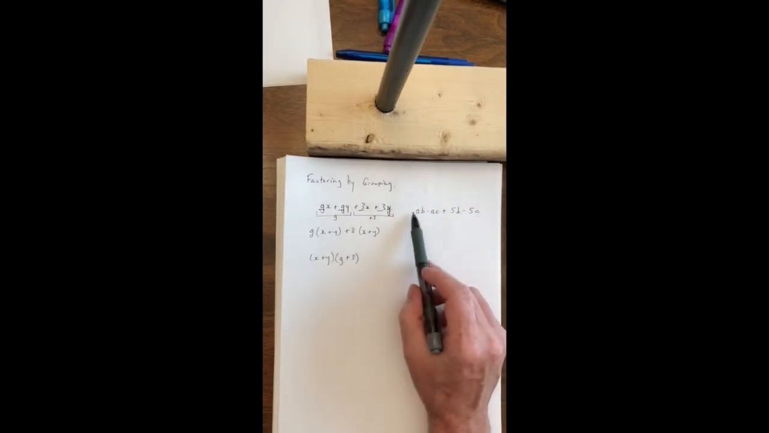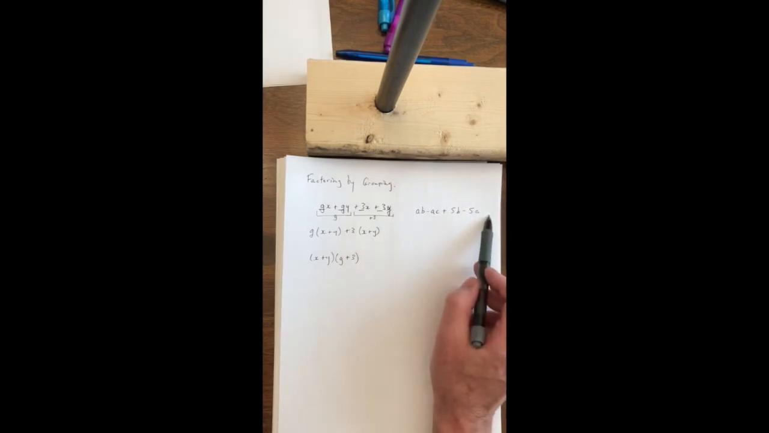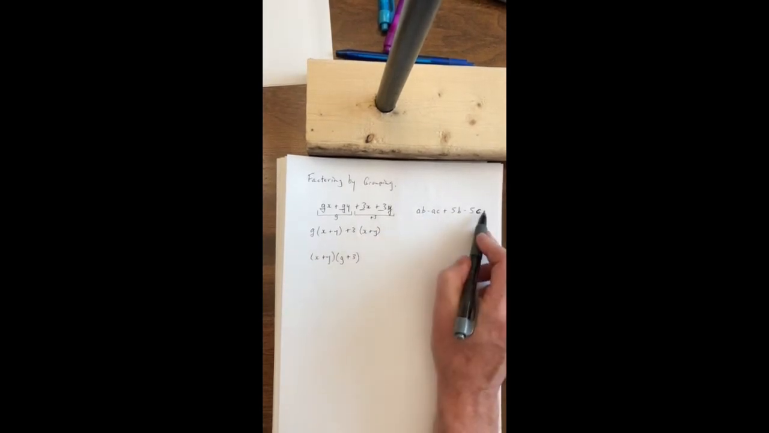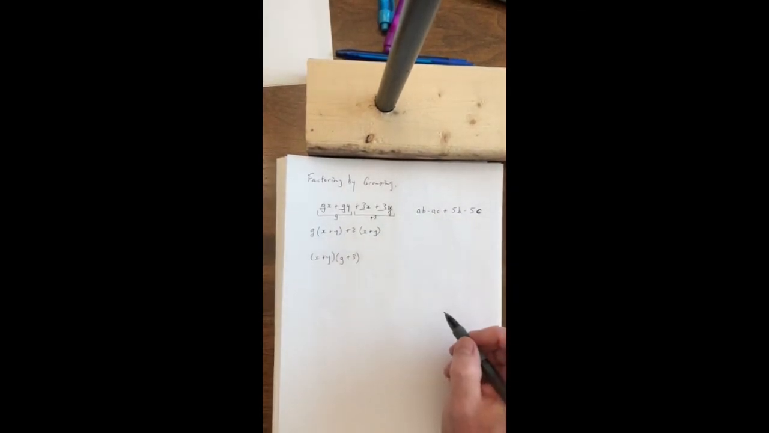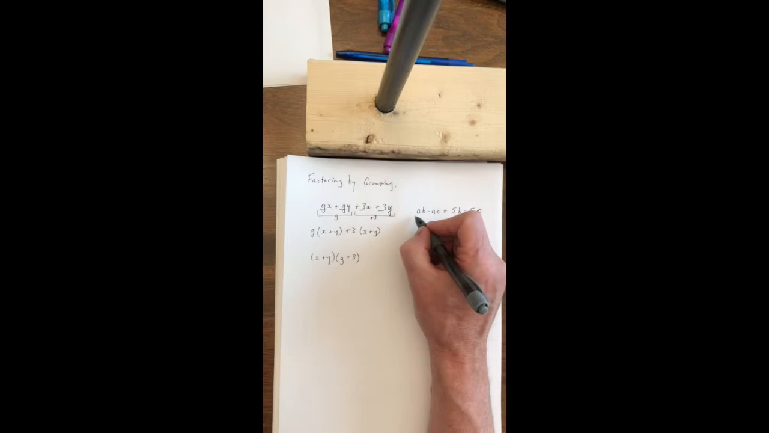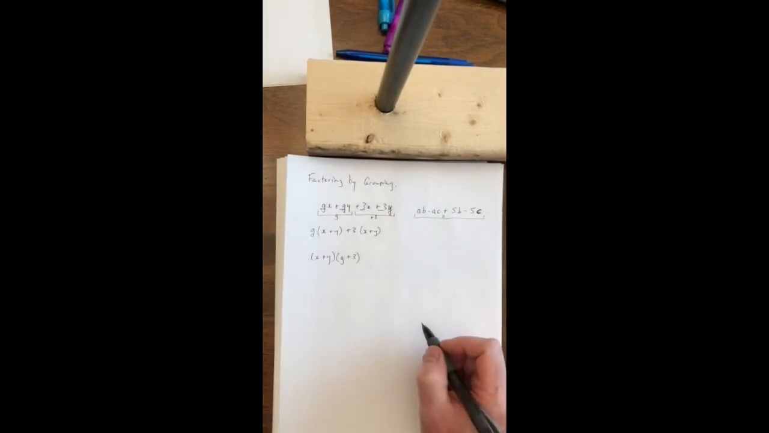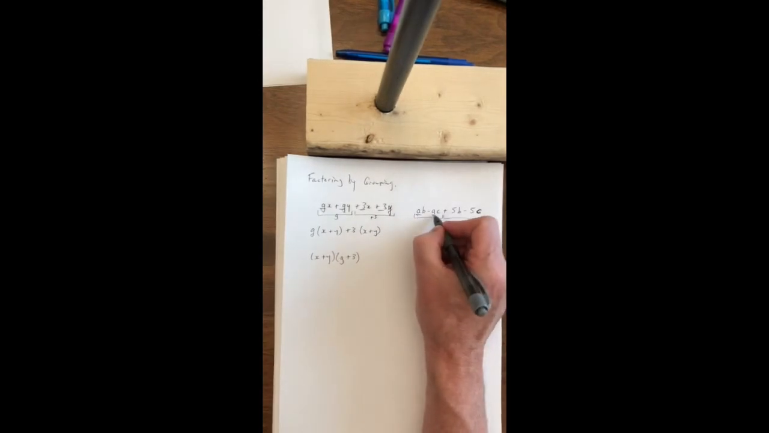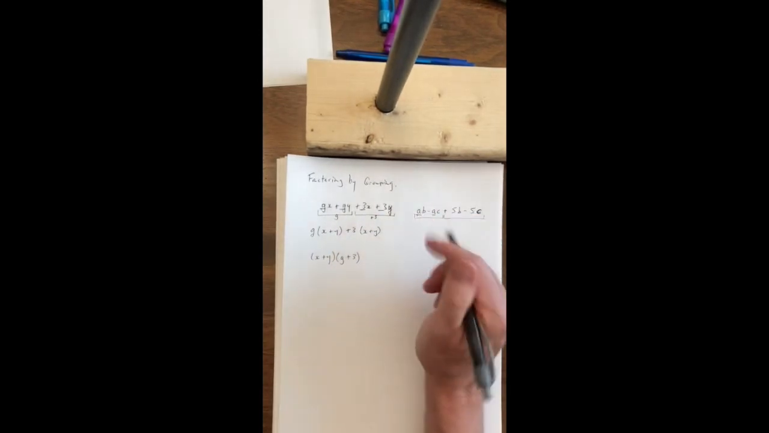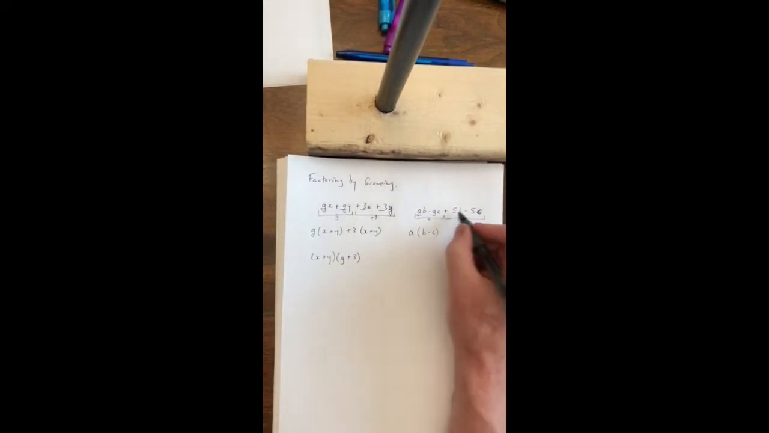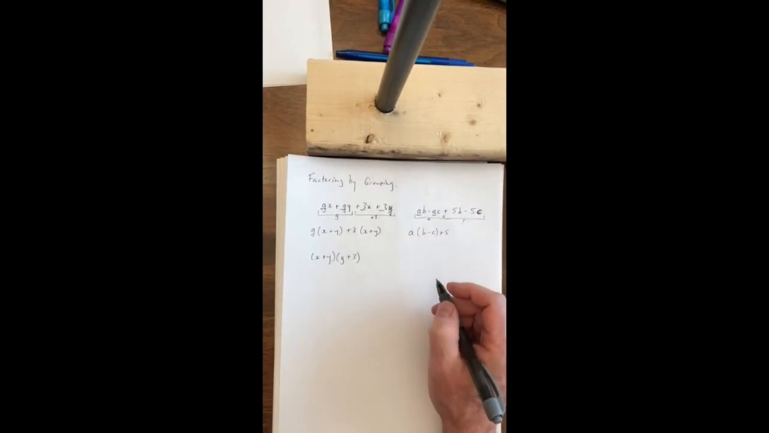So, nothing in common. A's not in common, B's not in common. That's a C. C's not in common, 5 is not in common, but we do have things in common. Here I have A's in common, and here I have 5's in common. So, I'm going to pull out my greatest common factor from this group, which is A. If I divide this all up by A, I'm left with a B minus C. And my greatest common factor here is 5, or plus 5, so I'm going to pull it out actually.